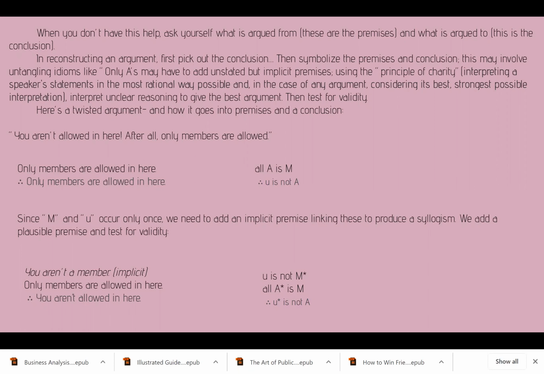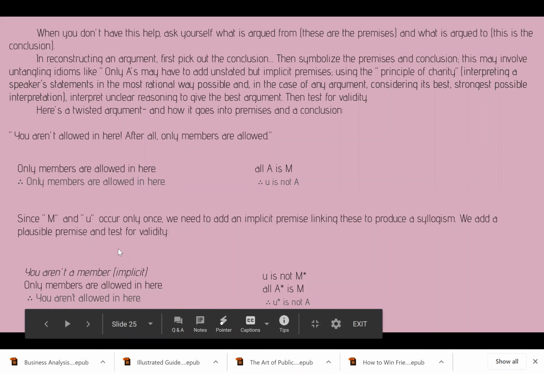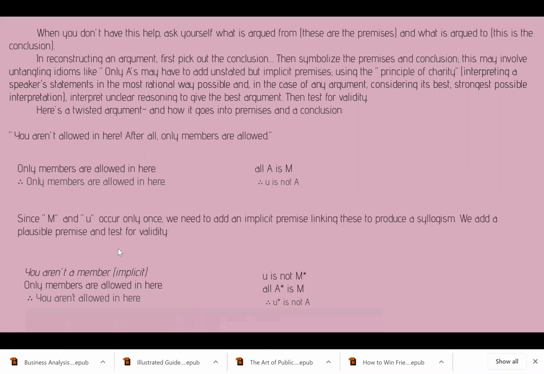We add a plausible premise and test for validity. So we add the premise, "You aren't a member," which is implicit. Only members are allowed in here, therefore you aren't allowed in here. So we now have U is not M, all A is M, therefore U is not A.